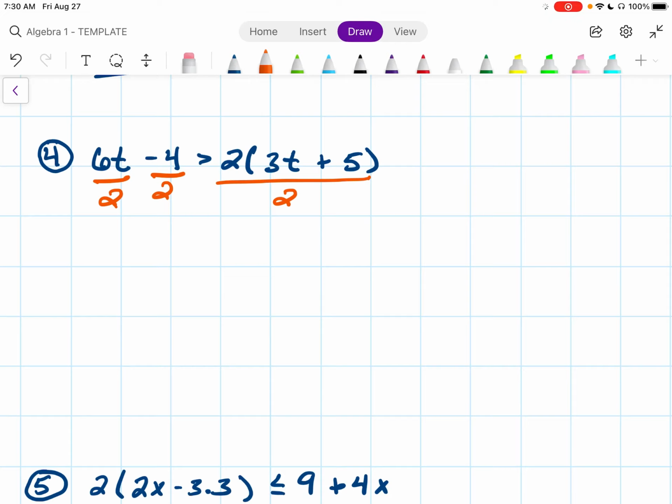Instead of distributing, I'm going to divide. If you were to distribute, you'd get the same exact answer. You can do it that way. That's just fine. I just want to show you a different way to do it. 6 divided by 2 is 3t, minus negative 4 over 2 is 2. Well, negative 2 is greater than, and then my 2's here just cancel, 3t plus 5.